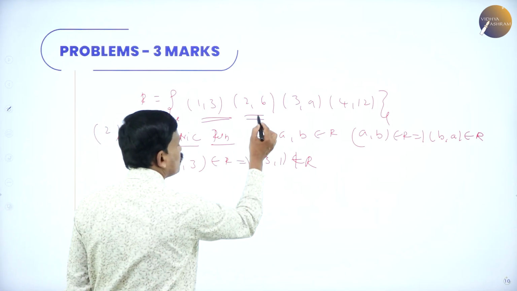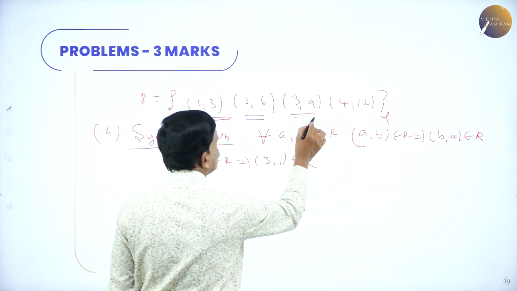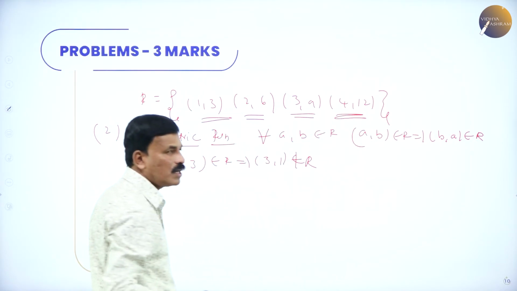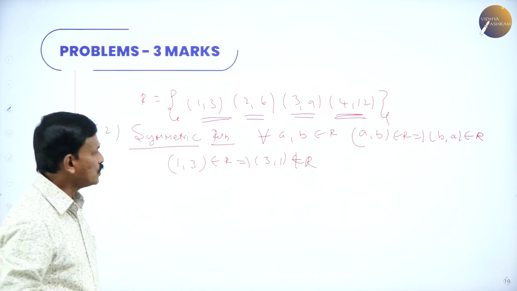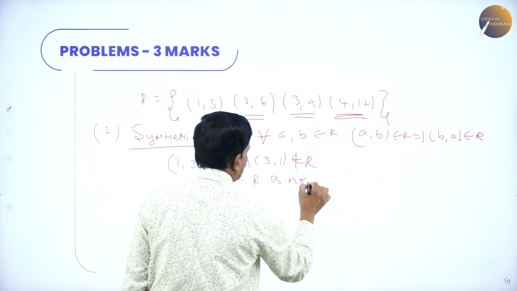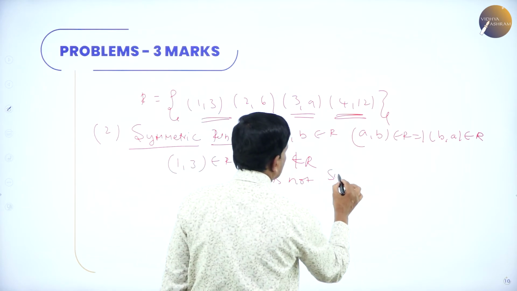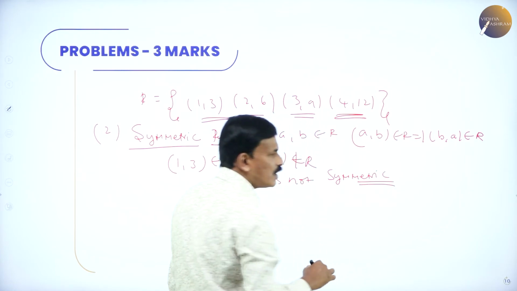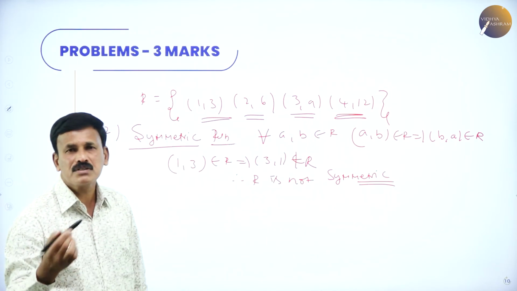(2, 6) is here but (6, 2) is not there. (3, 9) is there, (9, 3) is not there. And (4, 12) is included in R, but (12, 4) is not there. So therefore R is not symmetric. So R is not reflexive, R is not symmetric.